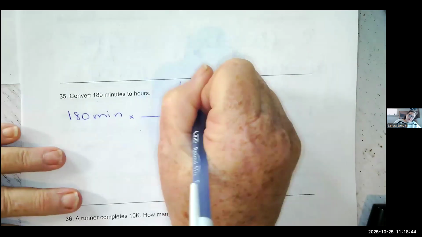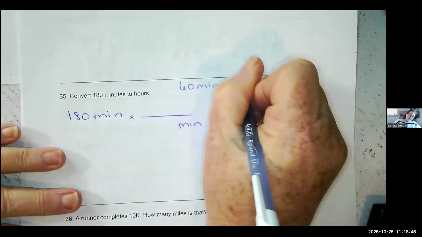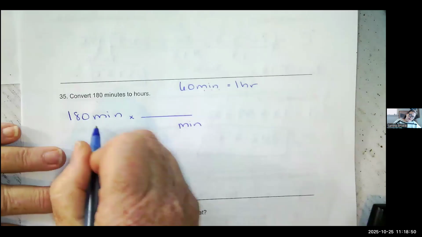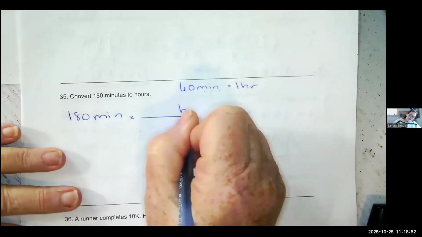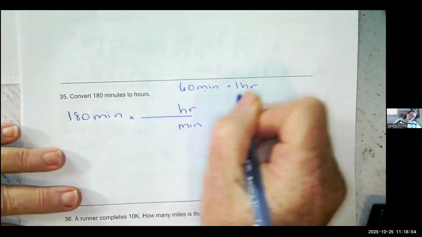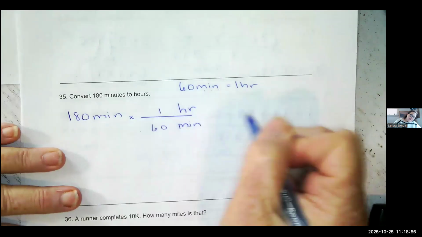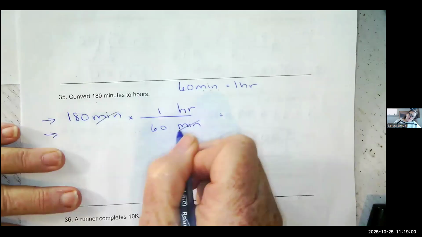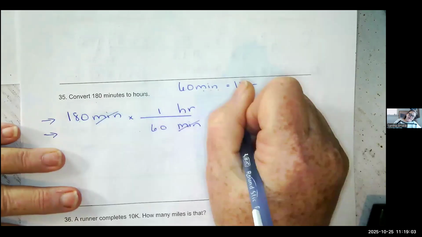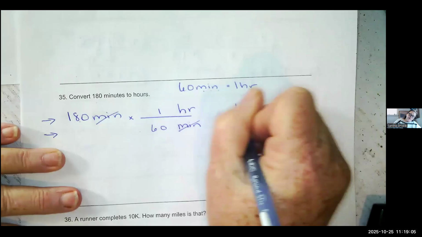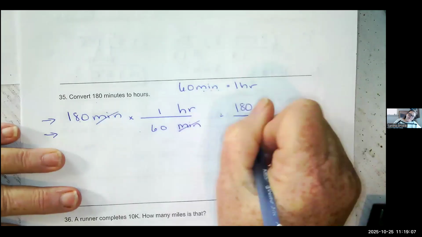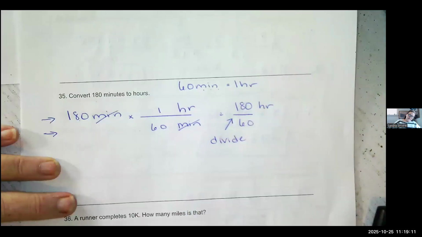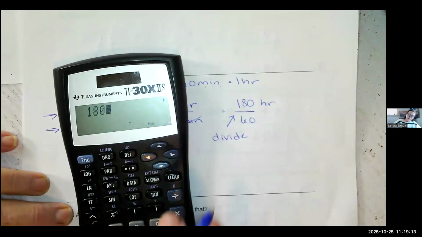And minutes is M-I-N, or you can write out the words minutes. And I do have a direct way to get there with one step. So I'm going to put my hour up here. 60 minutes is 1 hour. Multiplying straight across. Minutes are gone. 180 times 1 is 180. Don't forget your unit. And then we have a 60 in the denominator, which means we're going to have to divide. 180 divided by 60 is 3. This is equal to 3 hours.